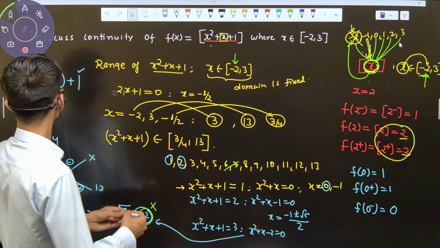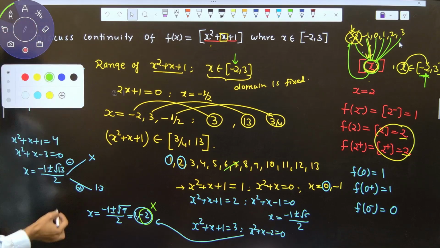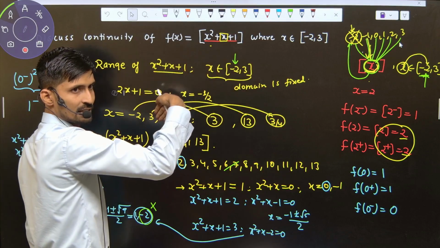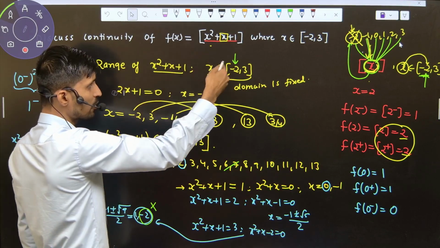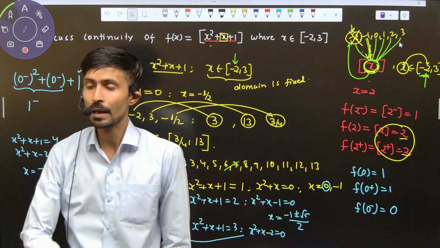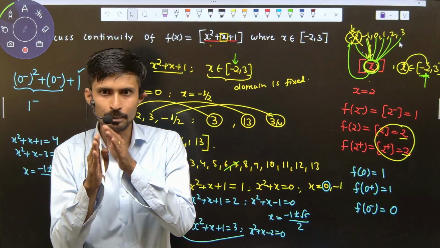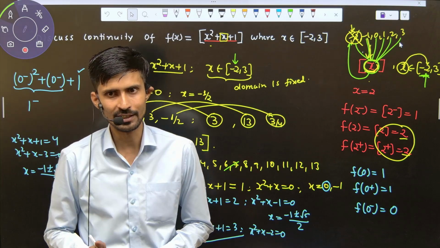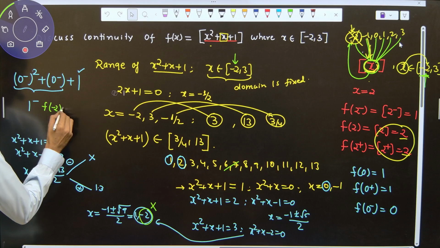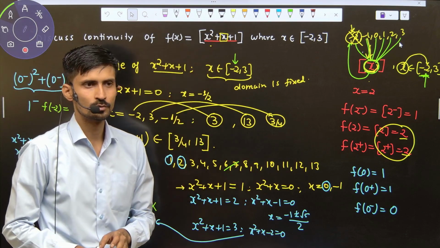Let's check. Green is there already. So I want to check at -2. I will not check -2 minus, because -2 minus is not in the domain. So I will check what value I get at -2 and what value I get at -2 plus. -2 plus will be -1.99999. -2 plus means bigger than -2, -1.999. So let's check that. First put -2. -2 square is 4. 4 minus 2 plus 1.